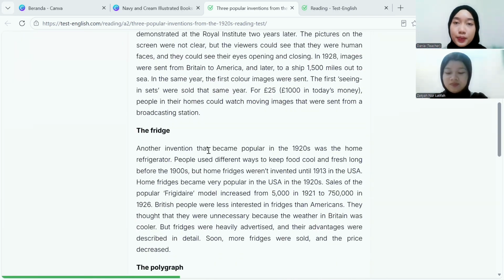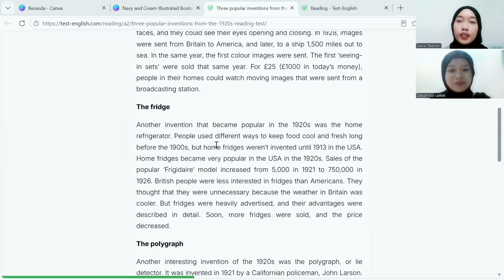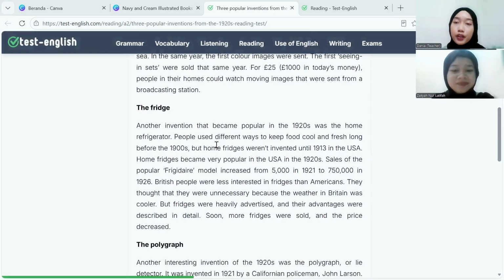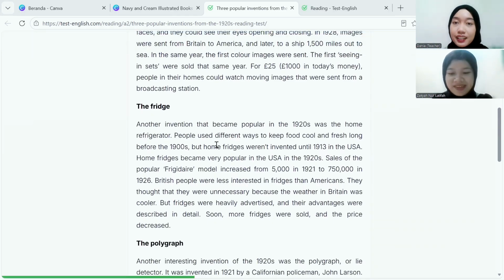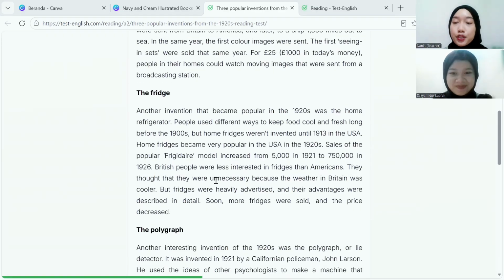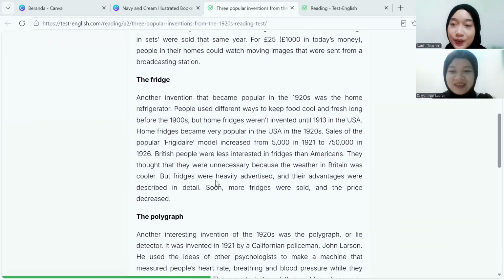Okay, have you done? Yes, Miss. Have you answered all of the questions? Yes. Okay, and how's the result? Did you answer all numbers correctly, Zakia? Yes, I answered all numbers correctly. Wow, great. I bet you applied skimming and scanning strategies well. Now, let's review some questions together.